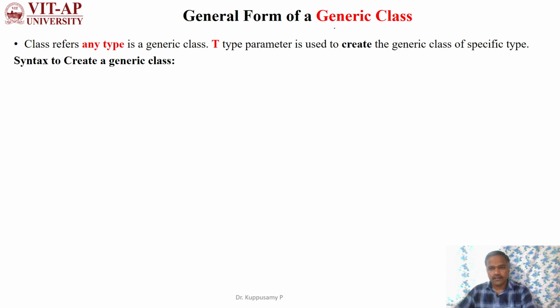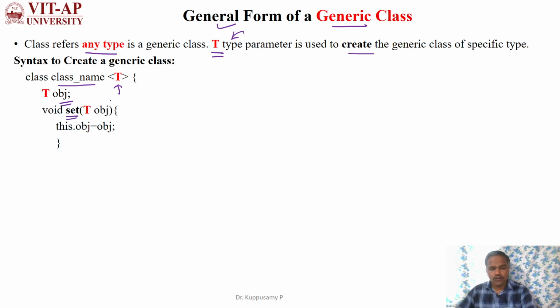Here I am defining the generic class with the generalized form. Here the class refers to any type in the generic class, which is represented by the T type parameter, used to create the generic class with a specific type of object. I am defining the class with some class name, then I am using T as the type variable. Using this T type variable, I am creating the object here.